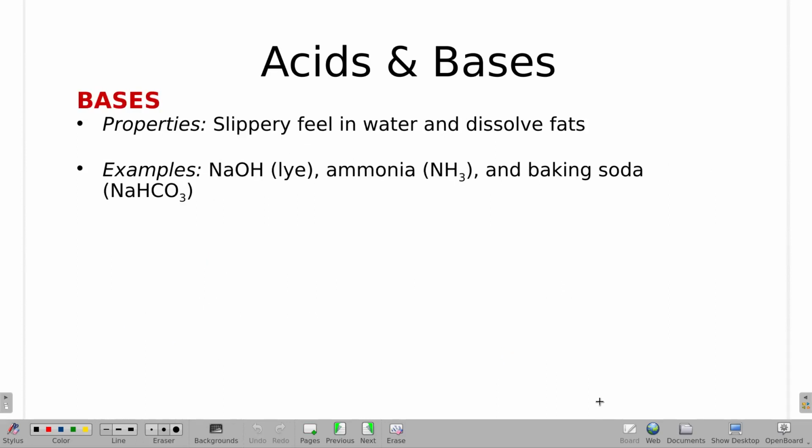Alright, bases are actually going to feel slippery. Now that's not necessarily because they are slippery, it's just that you are full of oils and other fats and things that are naturally in our skin. And the sodium hydroxide, or the hydroxide in many of the bases, will actually turn your oils into soaps. So the reason it feels soapy is because it's turning you into soap. But all of them will kind of do that. So sodium hydroxide, which is lye, ammonia, and even baking soda, if you were to rub any of these on your fingers, it would feel slippery.